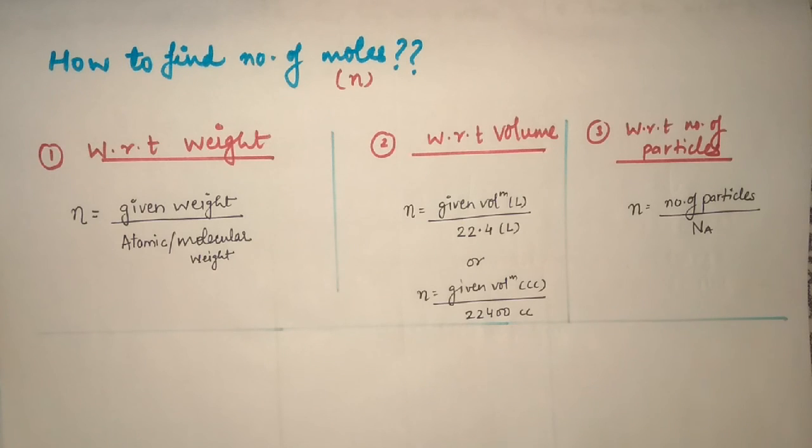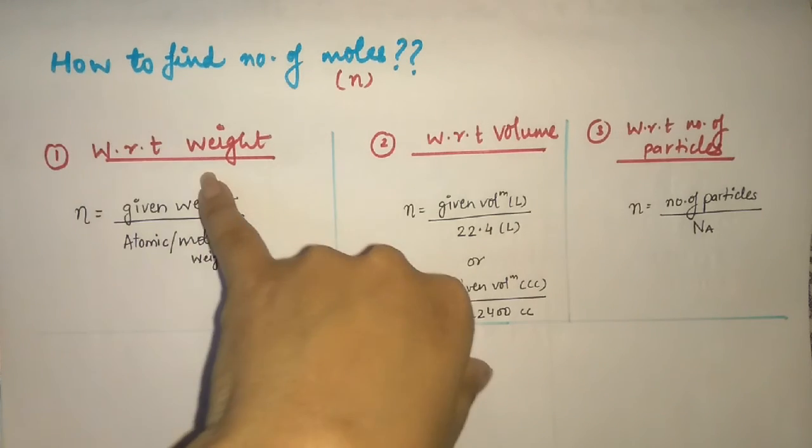Next question is, how can we find this number of moles? So there are 3 ways particularly to find number of moles depending on the given piece of information. Now, first is with respect to weight.